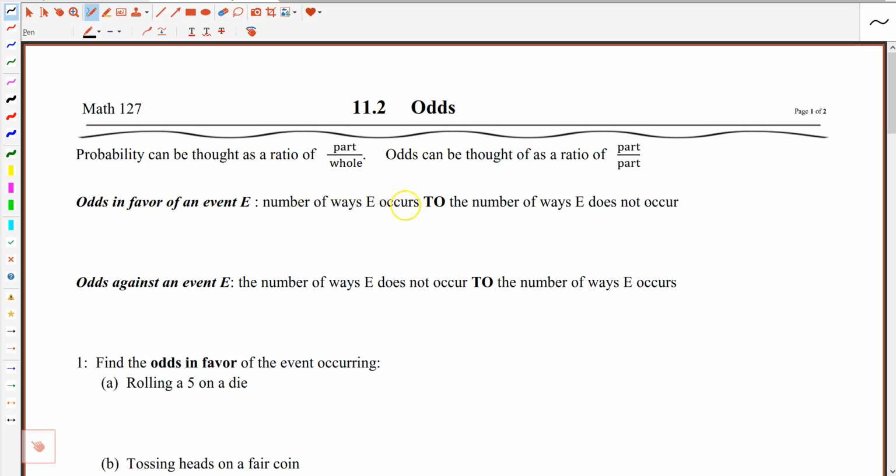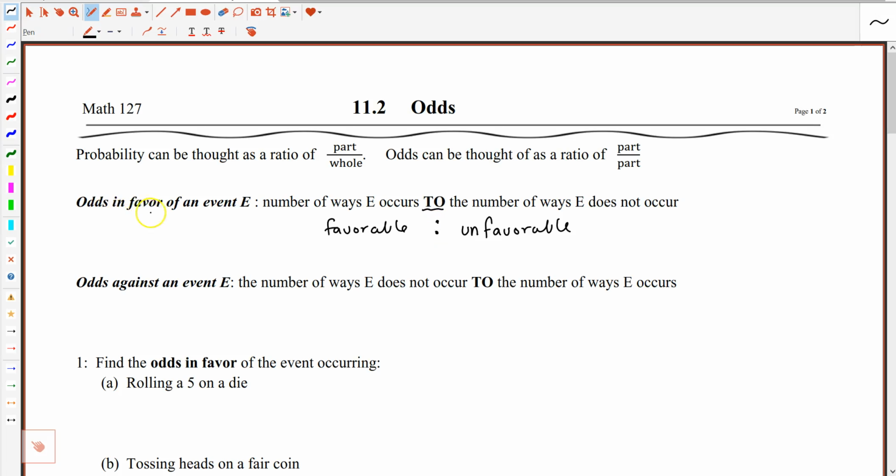So the number of ways E occurs, the event occurs, we can consider that to be favorable outcomes. And we'll set that next to the number of ways the event does not occur, or the unfavorable outcomes. We can use a colon in between the two numbers, or we can use the word "to." We will not be using the fraction or the ratio in this course. We'll probably always set up our odds using the colon, just to really stress that the numbers we're reporting are odds and not a probability.